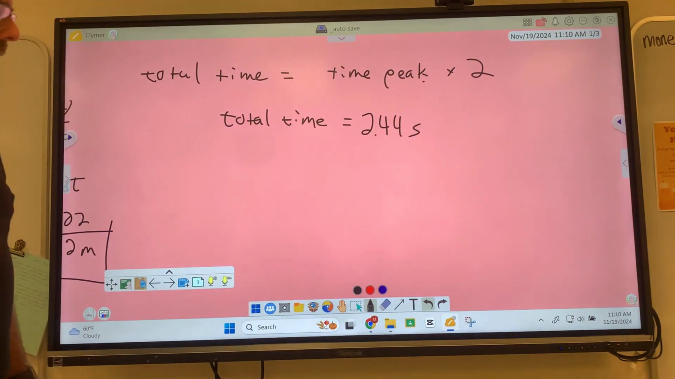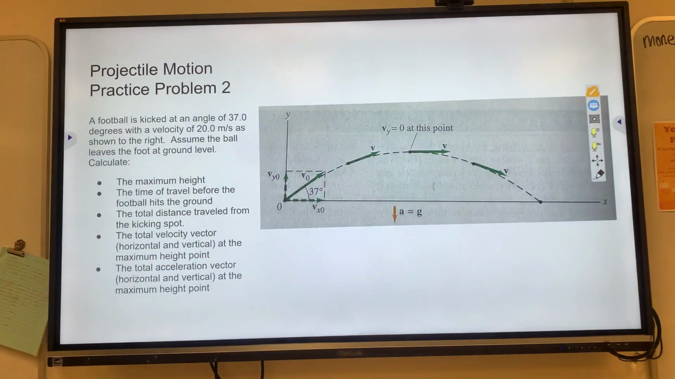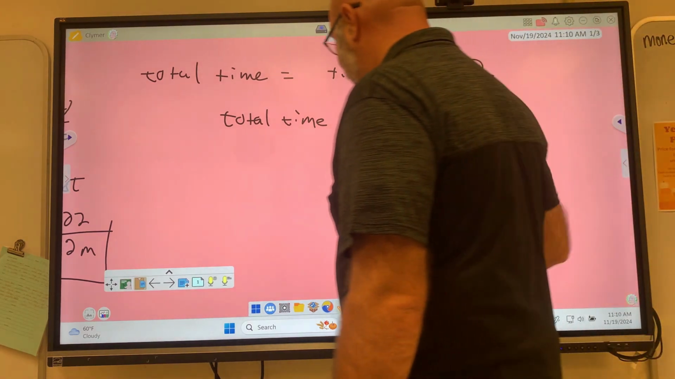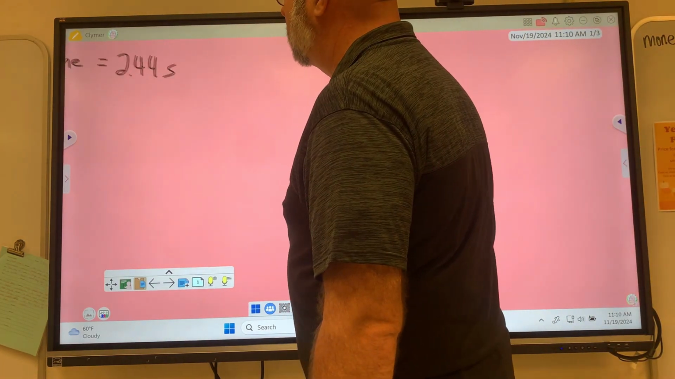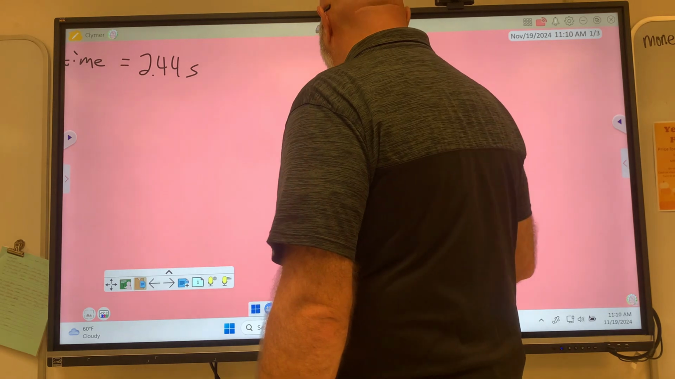What is our third blip? Total distance. Total distance is? So now what dimension are we talking about? Horizontal. We want horizontal distance. So now we're back to the drawing board. We're going to need total time. I'm just going to keep that up here. Now we're in horizontal.